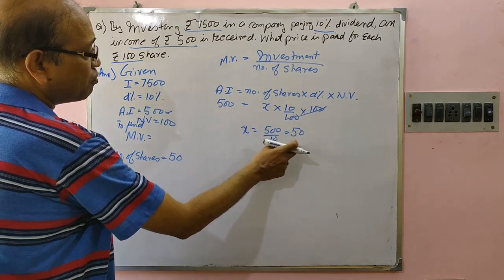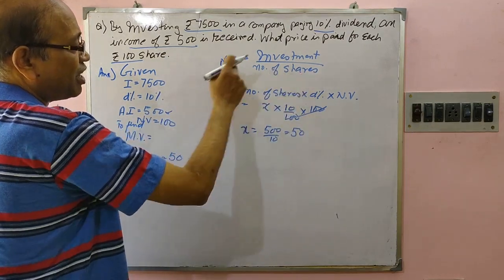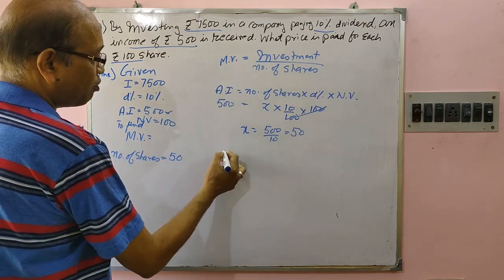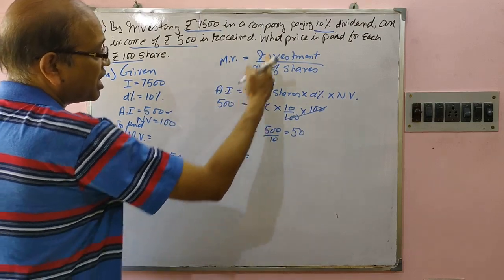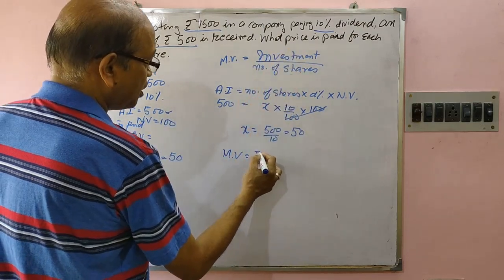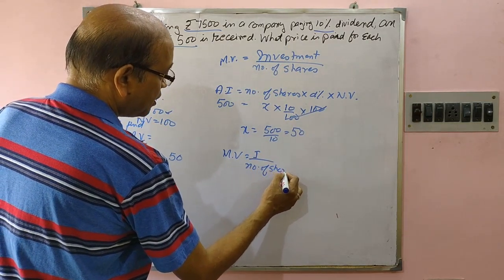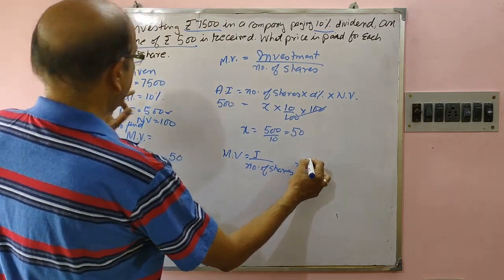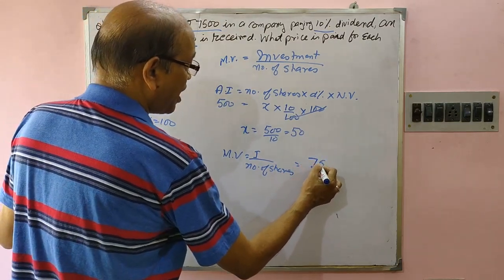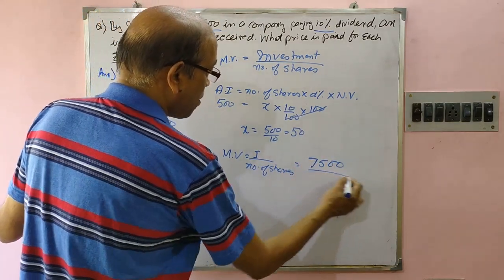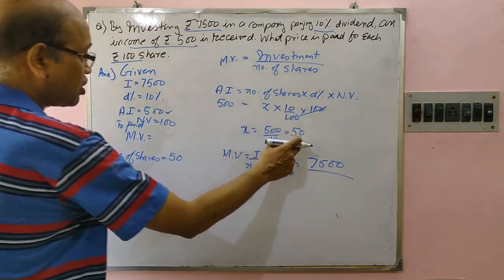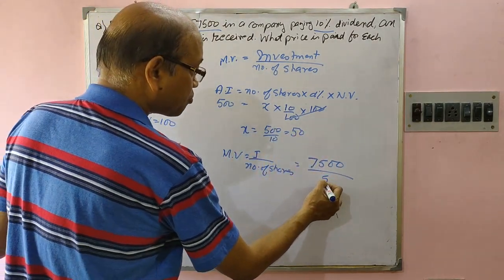First, we found out number of shares equal to 50. Now, putting this value here, we can find the market value. Therefore, market value is investment by number of shares. So, investment was 7500 by number of shares, which was 50.